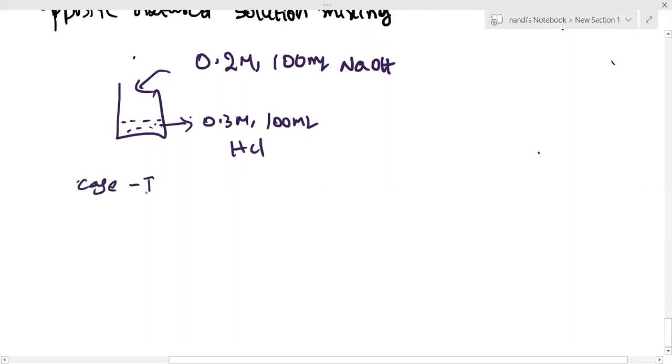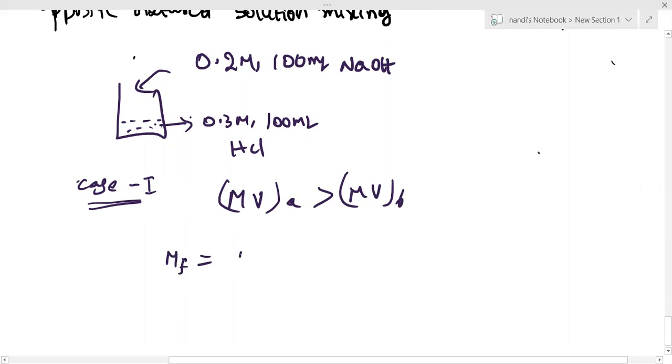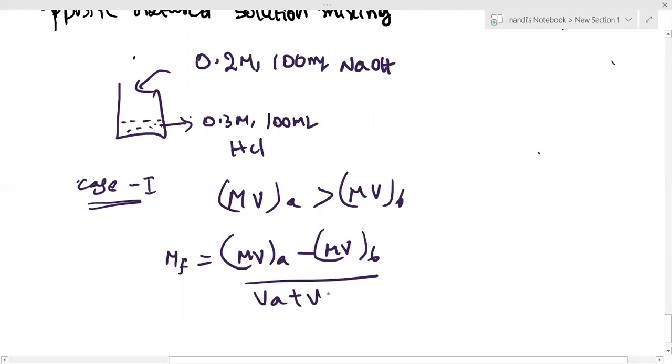Suppose the base we are adding is more compared to the acid, then basic character. If the acid is more, then acidic character. For example, here molarity into volume of acid is more than molarity into volume of base. Now M final of the solution equals M into V of acid minus M into V of base, by VA plus VB, acid volume plus base volume.